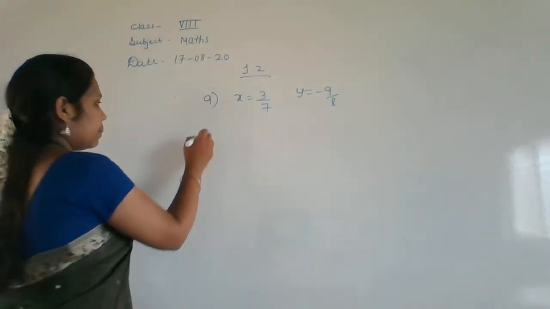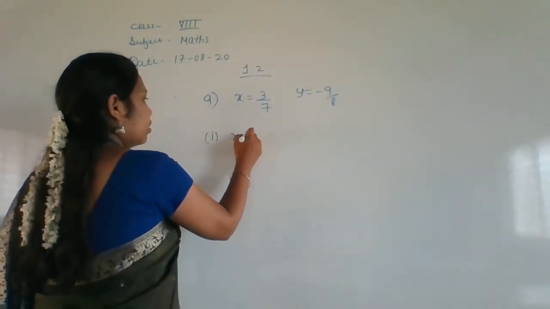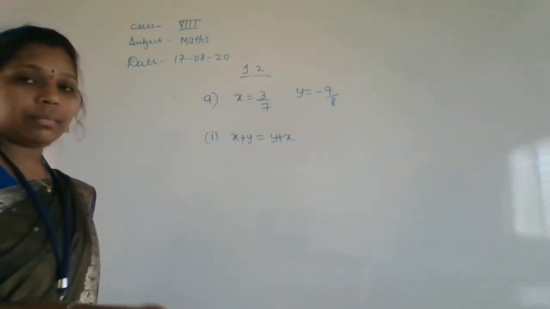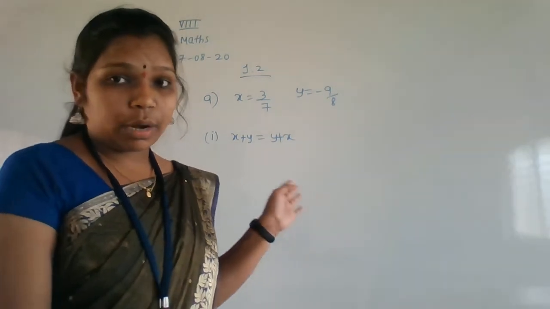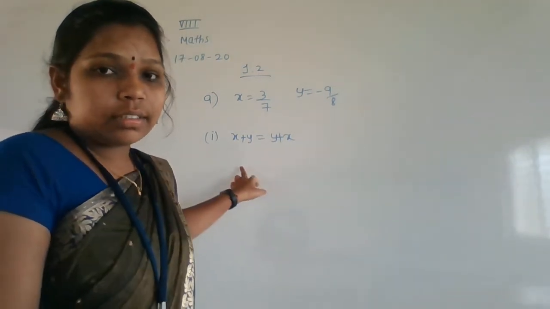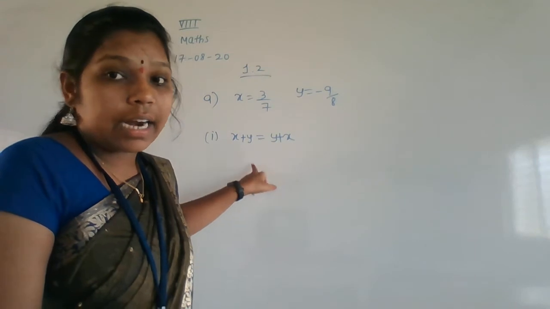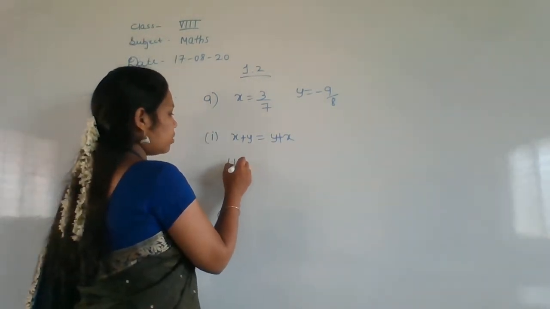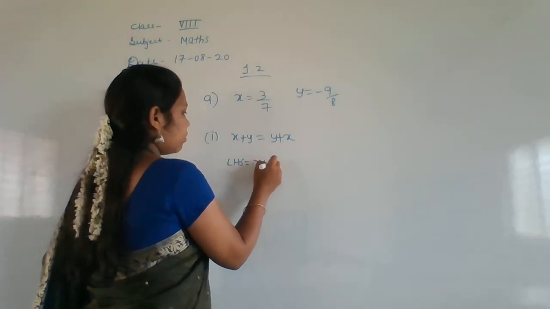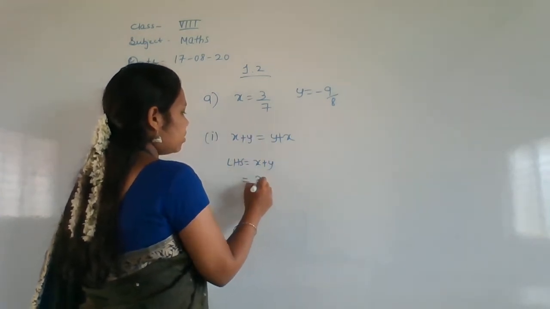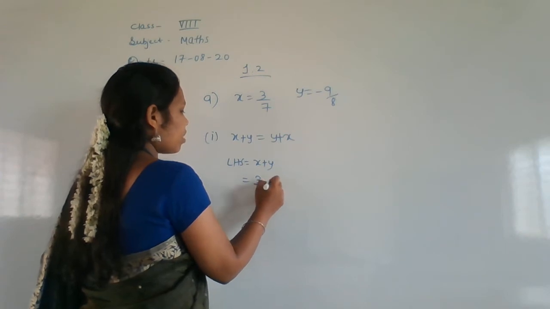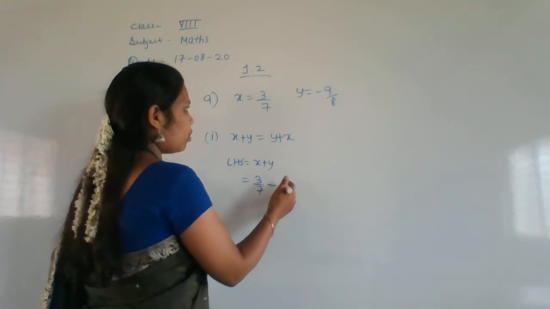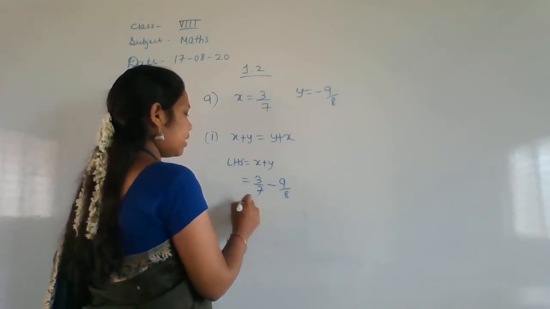First one is x plus y equal to y plus x. This is nothing but what here? This is nothing but the additive commutative law. Okay, in addition, this is the commutative law. But here, put the value of x, take LHS only, that is x plus y. So LHS, x is 3 by 7 plus, plus into minus is minus only, so I am directly writing minus 9 by 8.